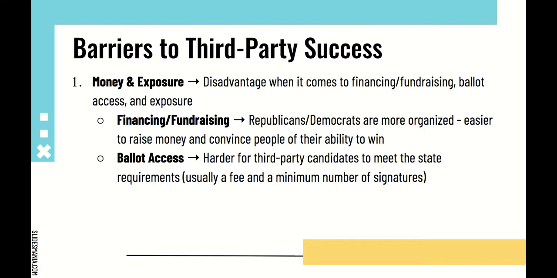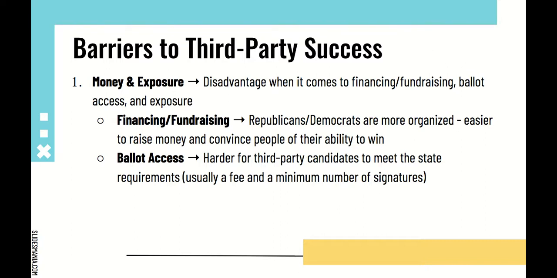Minor parties also face the challenge of ballot access when you compare them to the other major political parties. It is harder for third party candidates to meet the state requirements. States set these methods for candidates to kind of earn a spot on the ballot. Usually that's a fee or a minimum number of signatures, like a petition, right? So we just talked about like financing is hard. So if it's a fee, that might be a little bit more difficult. But also gaining those signatures could be a challenge as well.